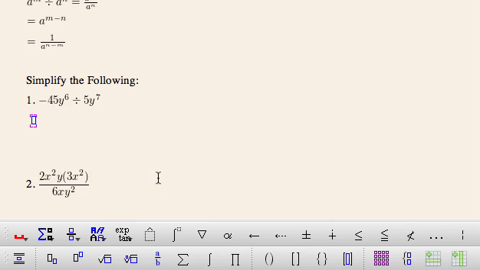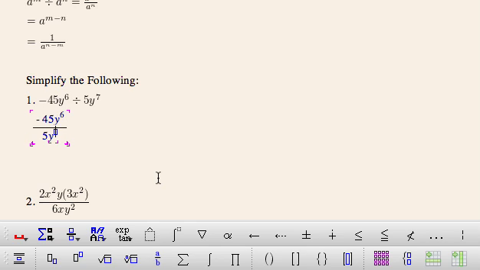Well, first of all, remember that when we divide, we are actually writing it as a fraction. So let's do this first. Fraction: negative 45y to the power of 6 over 5y to the power of 7. So what is this equal to?